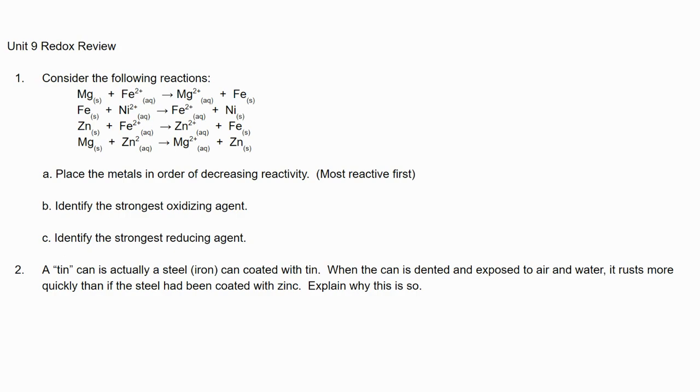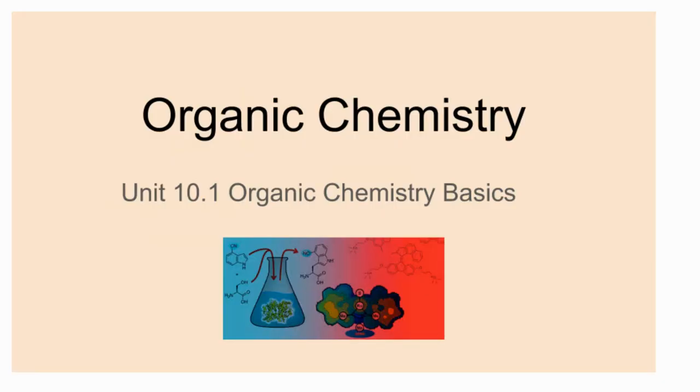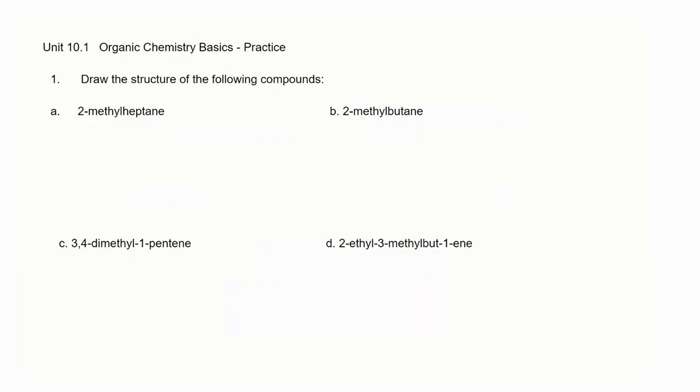The last chapter is organic chemistry, and you'll start with the basics. This is alkanes, alkenes, and alkynes. And then the worksheet that follows, I'm going to ask you to draw and name the different structures.